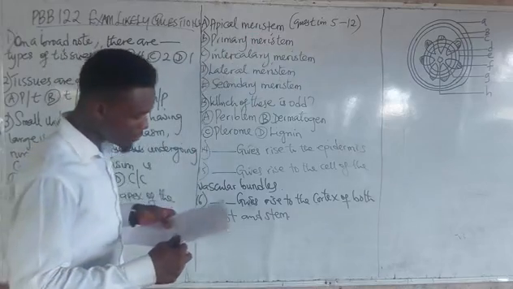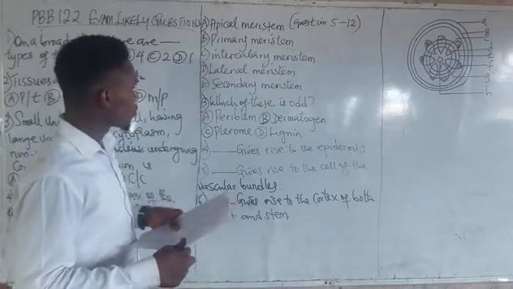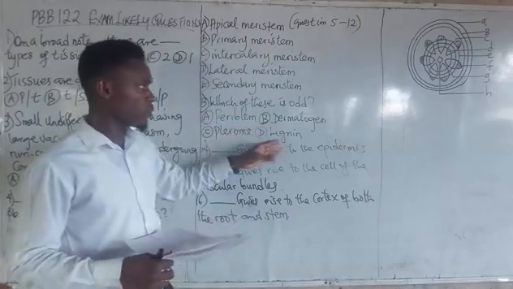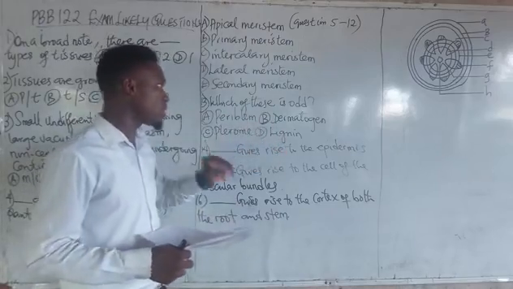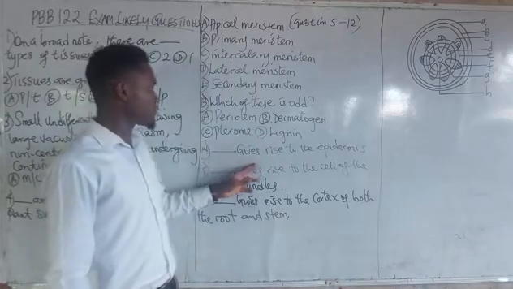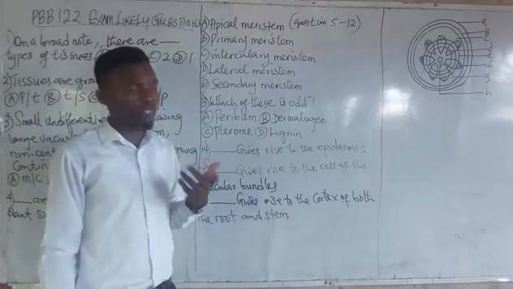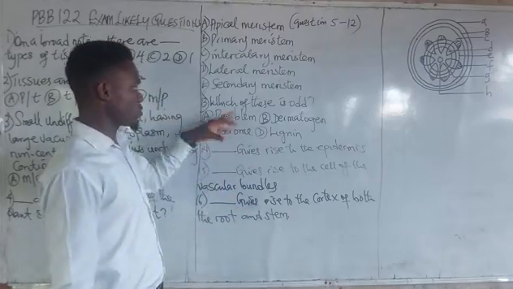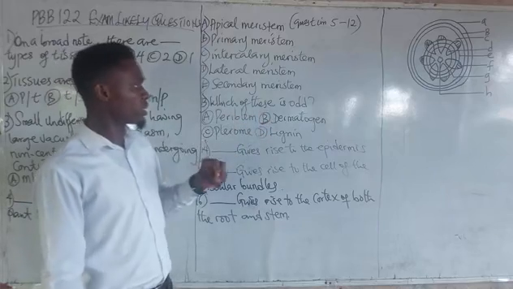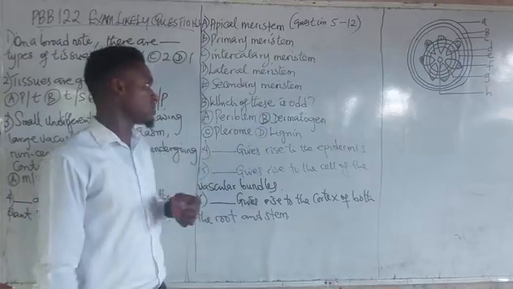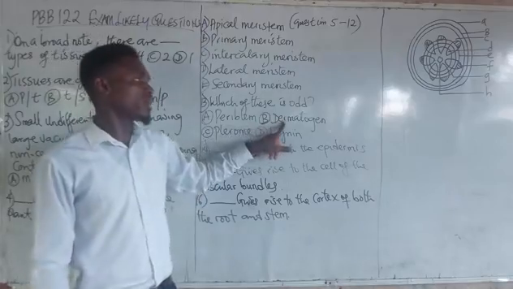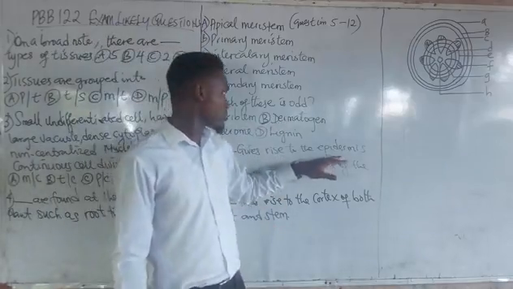Number 13, which of these is odd? Okay, wait, yeah, which of these is odd? I think we have analyzed this already. So the answer is what? Lignin. It said that gives rise to the epidermis of the stems, of course. Now, which of these cells do you think give rise to the epidermis? The dermatogene gives rise to the epidermis.